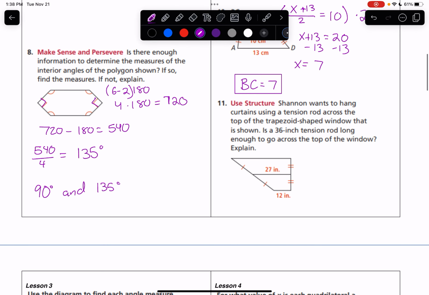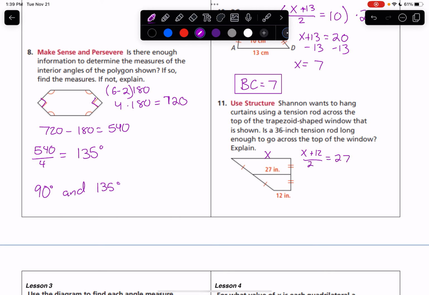Number 11, Shannon wants to hang curtains using a tension rod across the top of a trapezoid-shaped window that is shown. Is a 36-inch tension rod long enough to go across the top of the window? Well, we can find out since we see that this is a mid-segment. We can tell because this side has the midpoint, and this side we have the midpoint, and we know it's a trapezoid-shaped window.